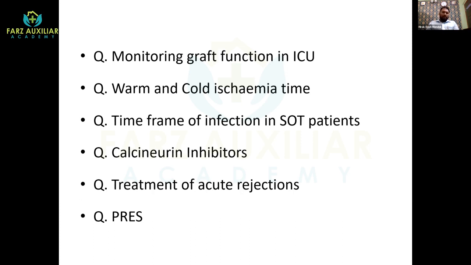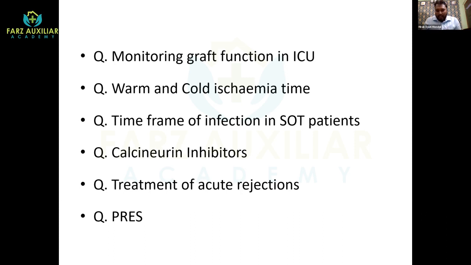And the next question is, what is the treatment of acute rejection? Acute rejection is mainly antibody mediated and cellular rejection, and we give pulse methylprednisolone, around 15 to 20 mg per kg, and some ATG, anti-thymocyte globulin, that we use in high doses. And for antibody mediated rejection, plasmapheresis and IVIG can be given.